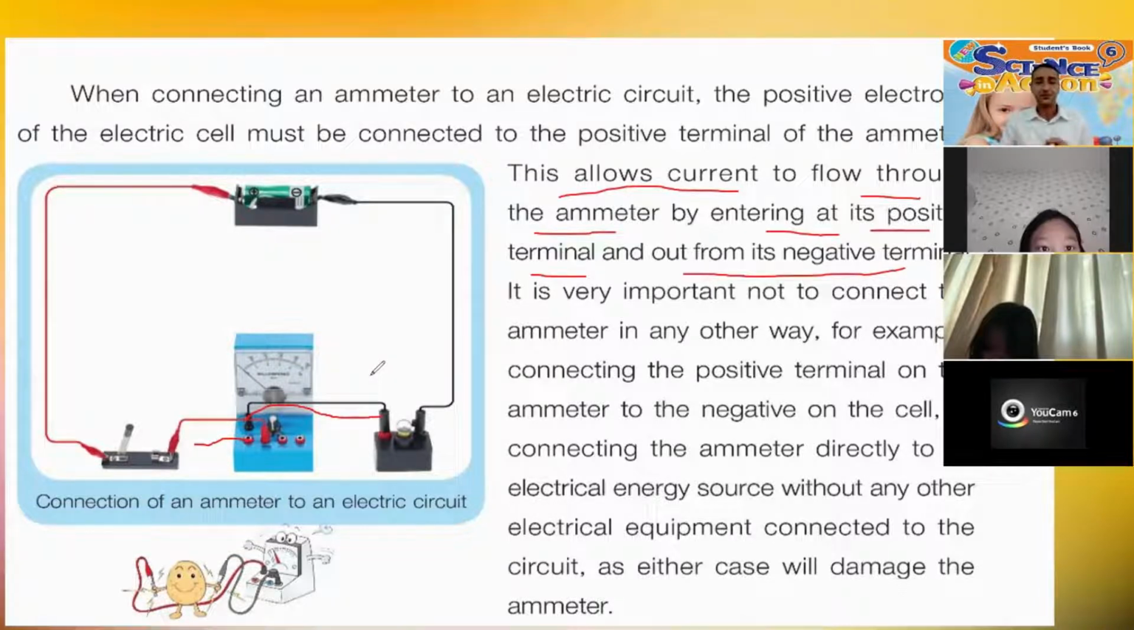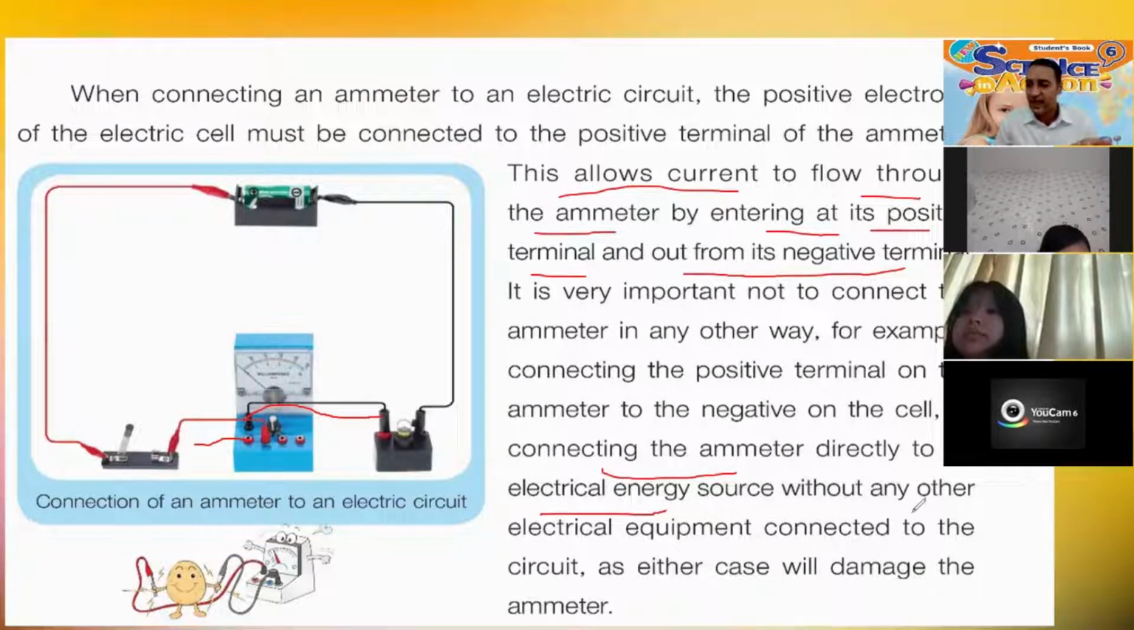For example, connecting the positive terminal on the ammeter to the negative on the cell, or connecting the ammeter directly to an electrical energy source without any circuit, or without any other electrical equipment connected to the circuit. Either case will damage the ammeter.